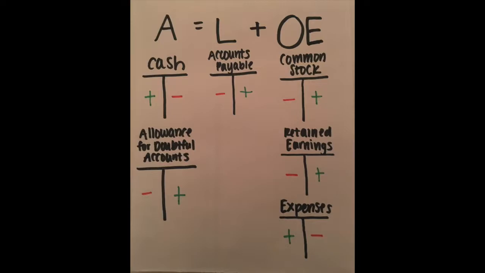The exception to these rules are called contra accounts. One contra account is the allowance for doubtful accounts, which increases with a credit and decreases with a debit, unlike the other asset accounts. But will you be using debit or credit right now?